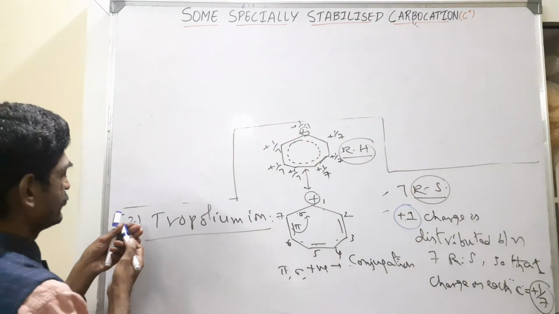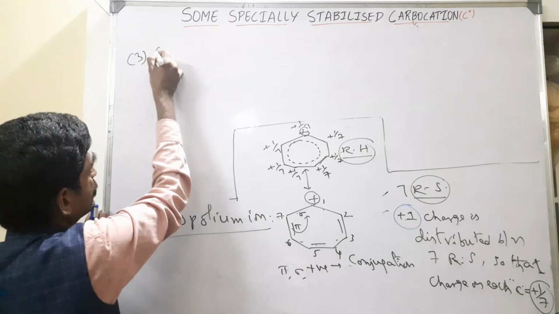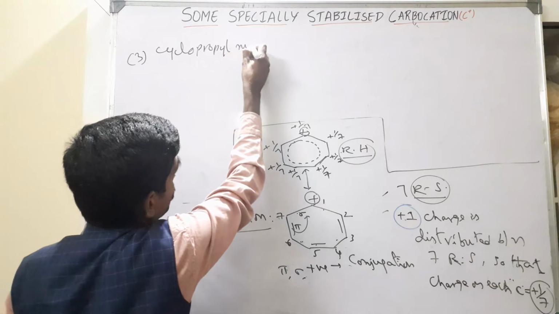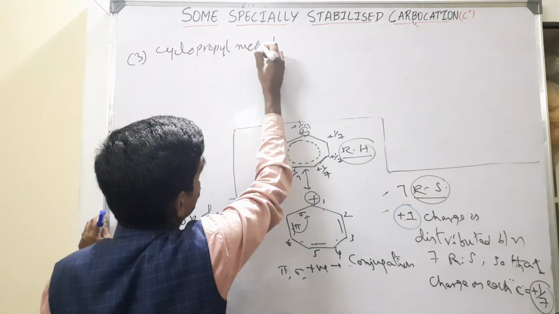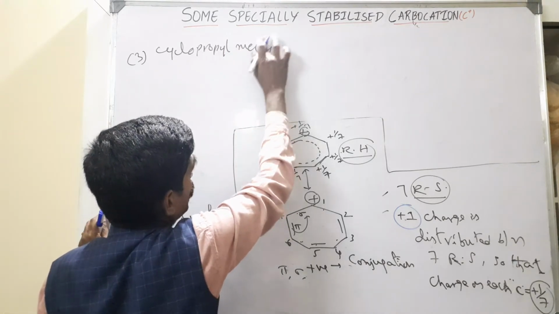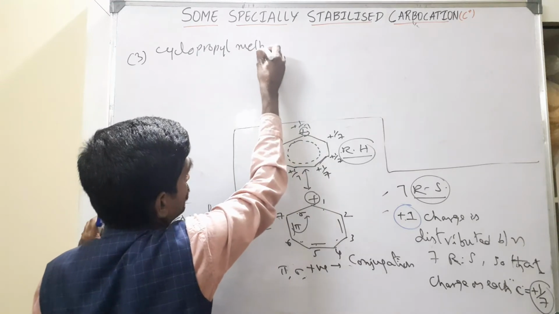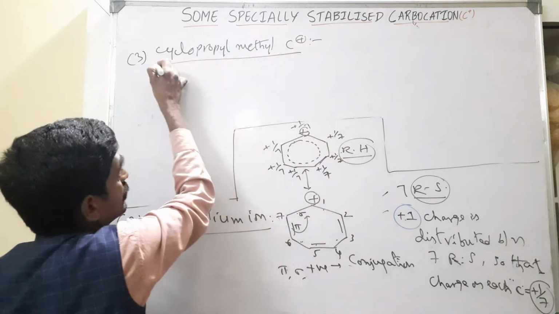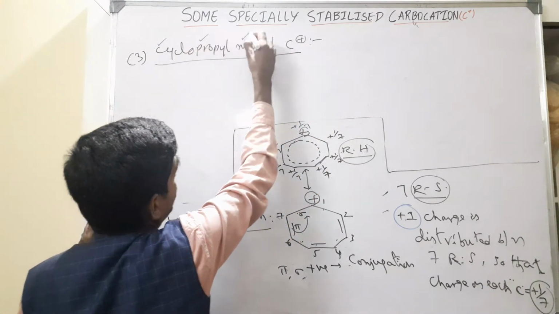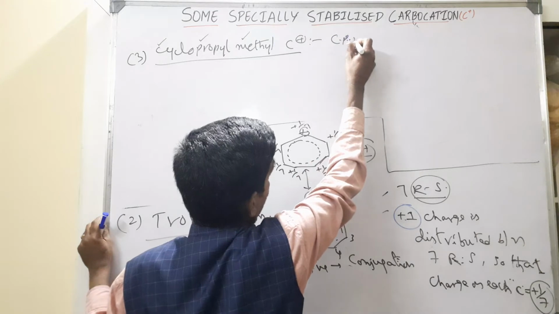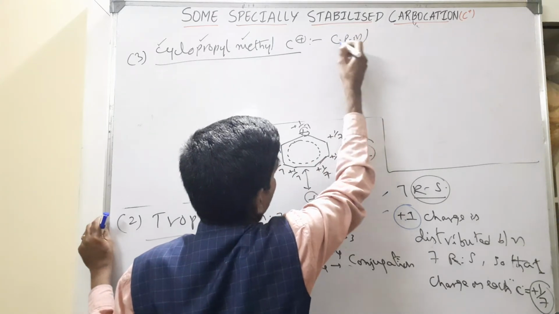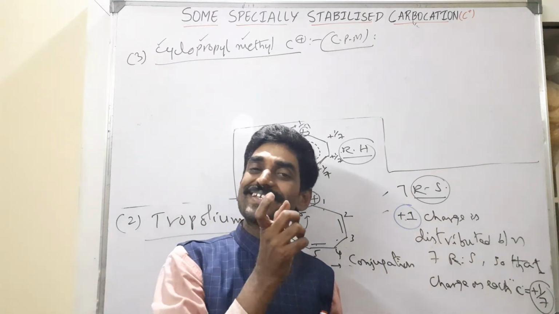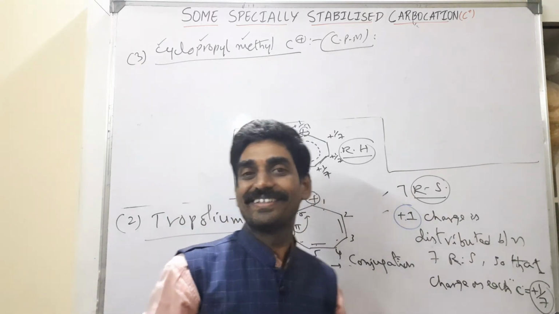The third one is cyclopropylmethyl carbocation. This is the cyclopropylmethyl, CPM, carbocation. CPM means, not this, the vertical part is the CPM part. This is the cyclopropylmethyl carbocation.